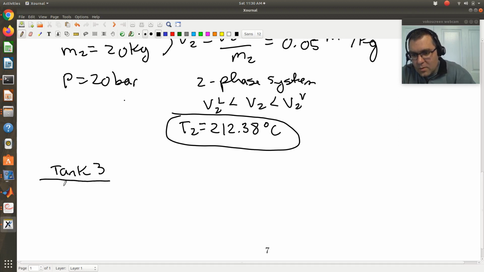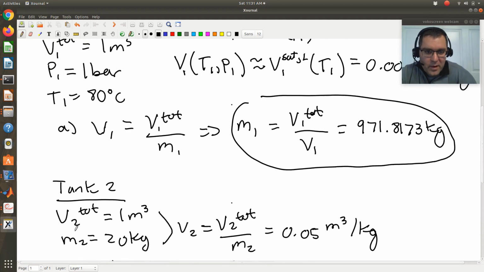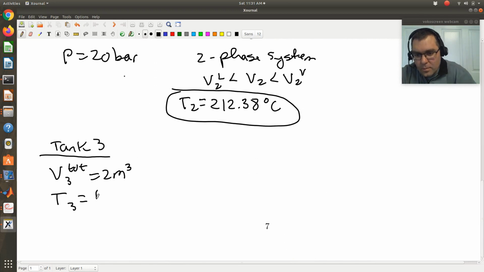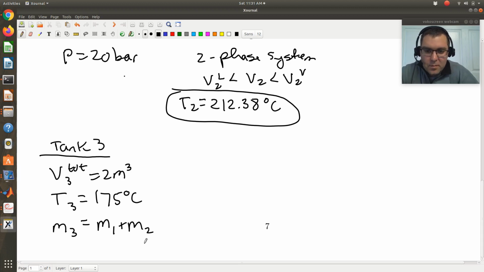Okay, so tank 3 is 2 meters cubed. The temperature in tank 3, in this final state, is 175 degrees C. Since I'm mixing the contents of tank 1 and tank 2, the mass in tank 3 will be the sum of M1 plus M2. So let's see what happens.